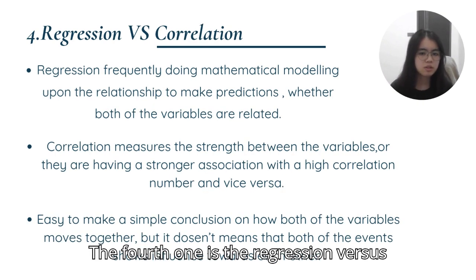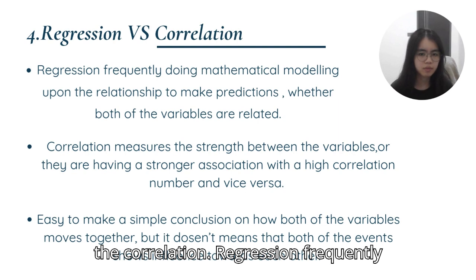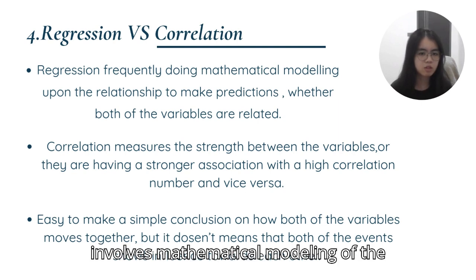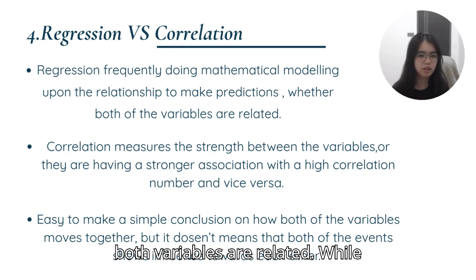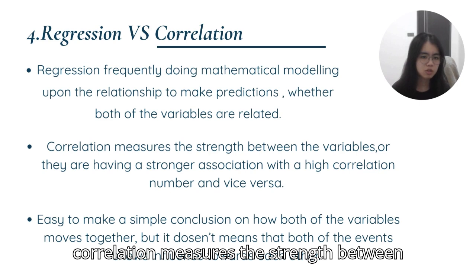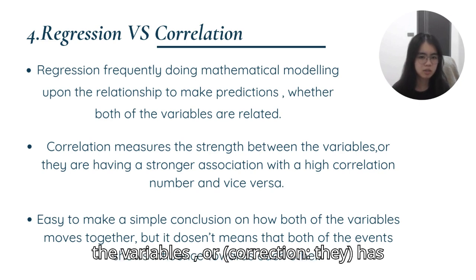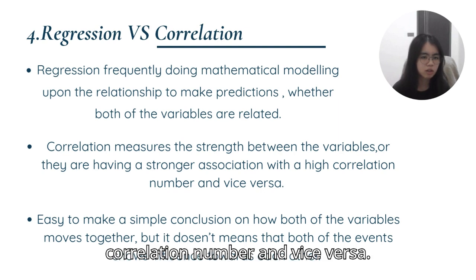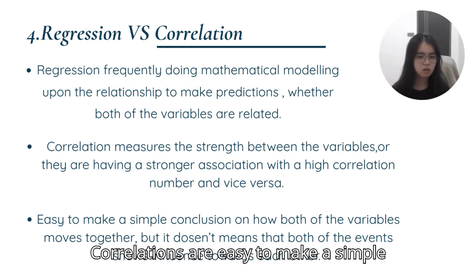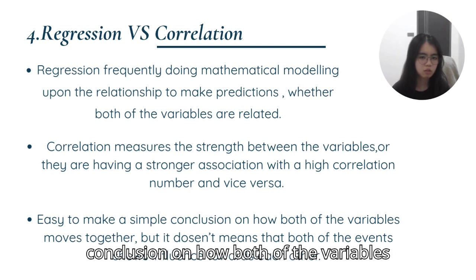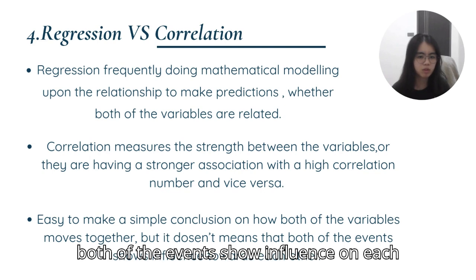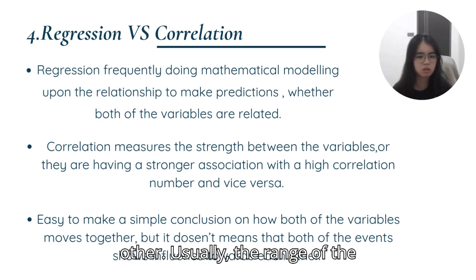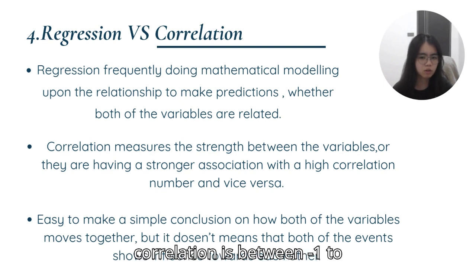The fourth one is the regression versus the correlation. Regression frequently involves mathematical modeling of the relationship to make predictions whether both variables are related, while correlation measures the strength between the variables, with a stronger association having a high correlation number and vice versa. Correlations are easy to make a simple conclusion on how both of the variables move together, but it doesn't mean that both of the events show influence on each other. Usually the range of the correlation is between -1 to 1.